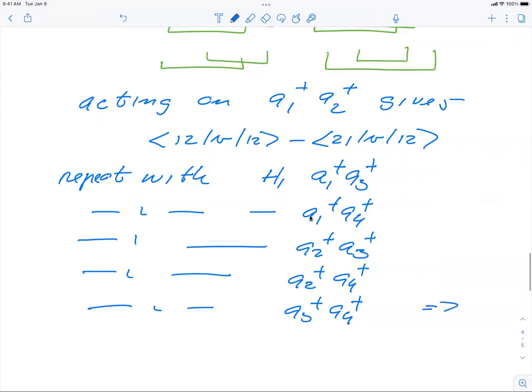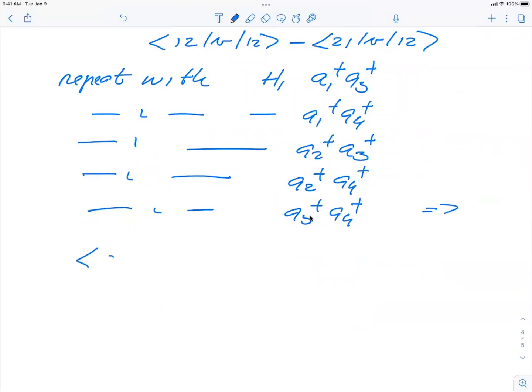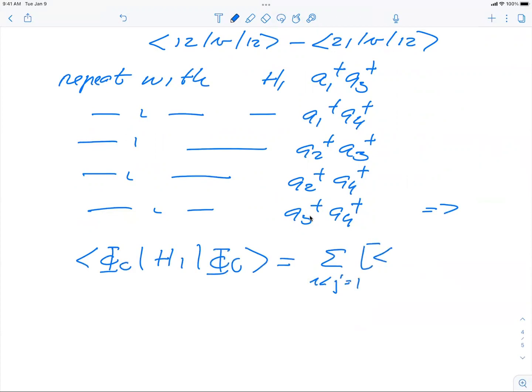So you should get 6 terms. So that means that when you sum up then, what you will find is that the contribution from this <phi 0|H_I|phi 0> is going to be equal to the sum over i less than j, where i and j run from 1 up to 4, of the matrix elements <ij|V|ij> minus <ij|V|ji>, which is the exchange term.